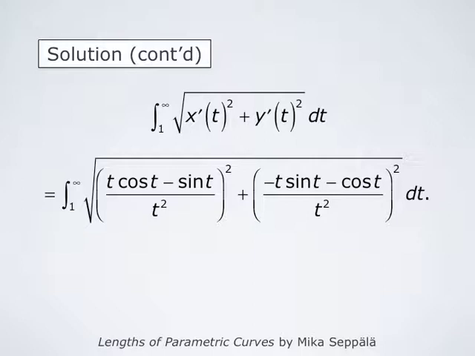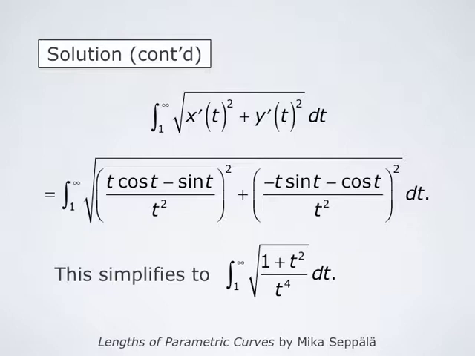Now this expression under the square root seems pretty complicated, but it simplifies greatly because of properties of trigonometric functions. So expand these squares, expand all these products and add up the rational expressions, and you observe that the trigonometric functions cancel out because sine squared plus cosine squared is 1. And this simplifies to the improper integral from 1 to infinity of square root of 1 plus t squared divided by t to the fourth dt.